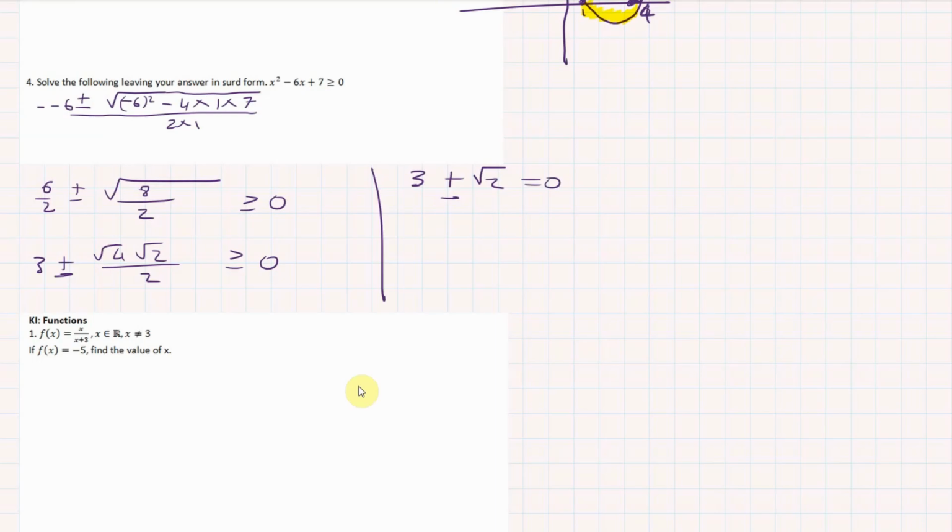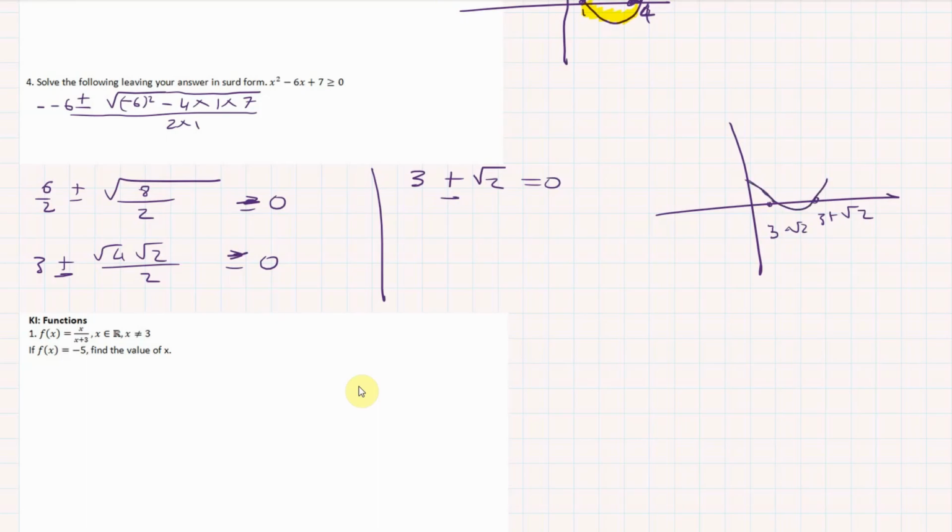Now, okay, maybe I should have just found the roots first. I'll just turn those into equals. Now, what does this mean? If we're to sketch this graph, we've got a root at 3 plus square root 2, so that's like over here somewhere. And then we've got one at 3 minus square root 2, which is over there somewhere.